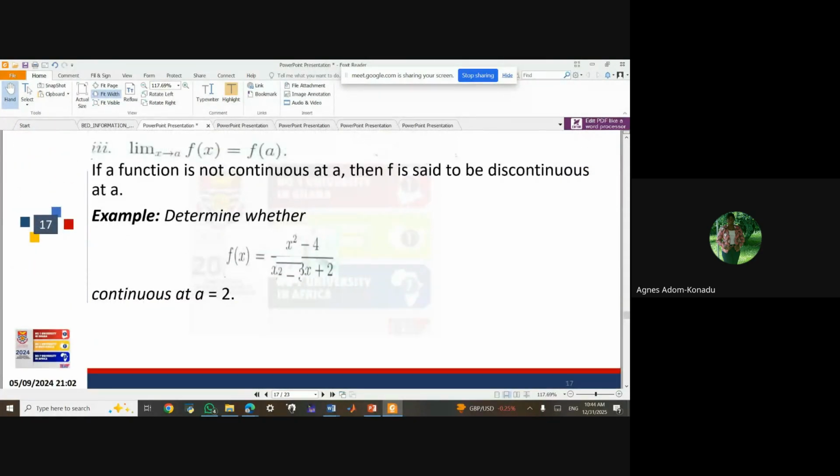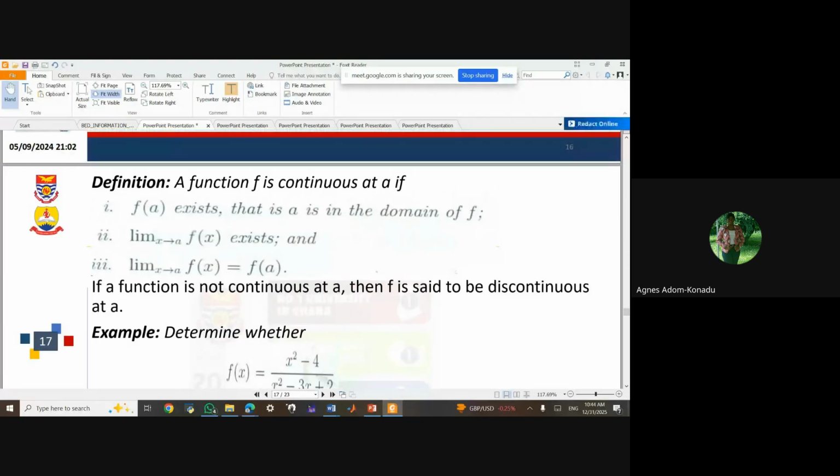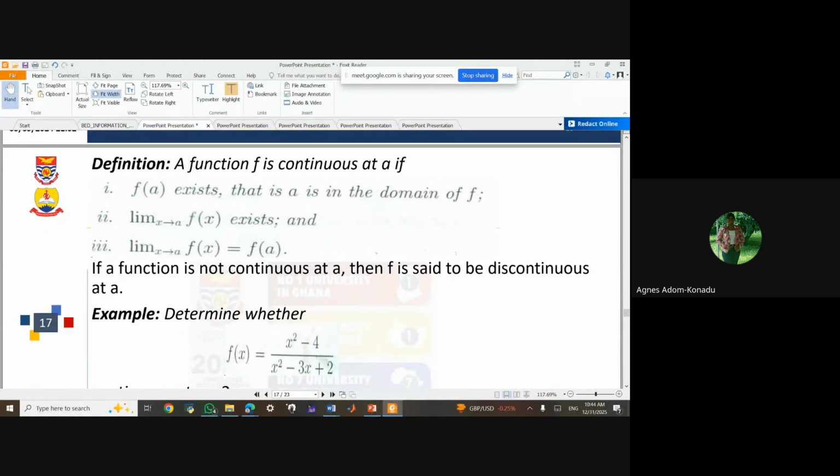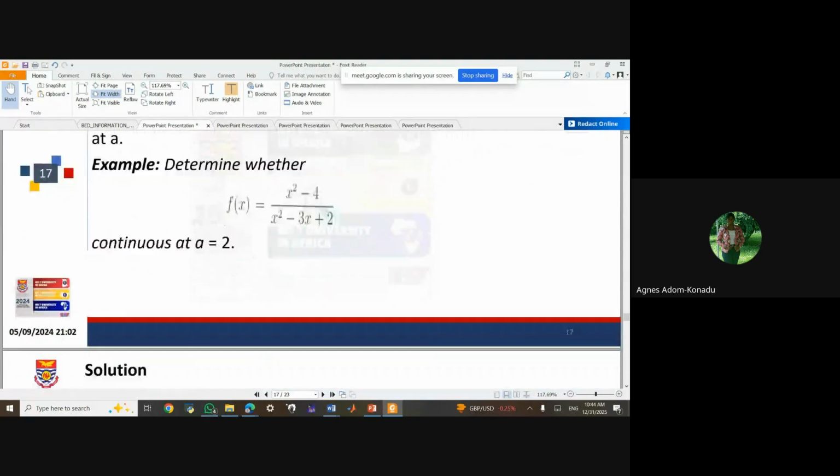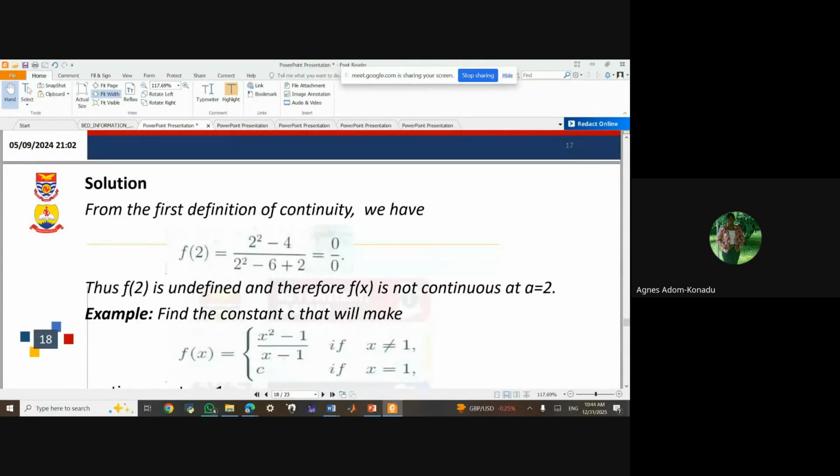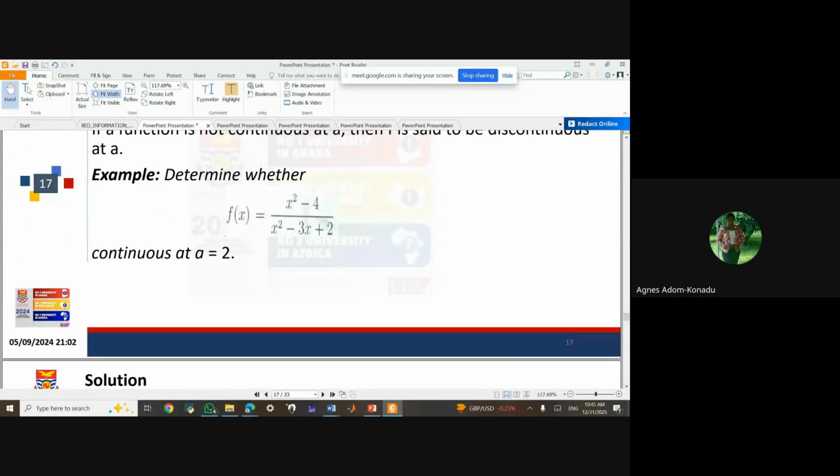And I said that if it fails even one of them, it means that it is not continuous. Since it has failed the first one, we don't have to continue with the others. So since it is undefined for the first instance, it means the function is not continuous. Yes, please ask.